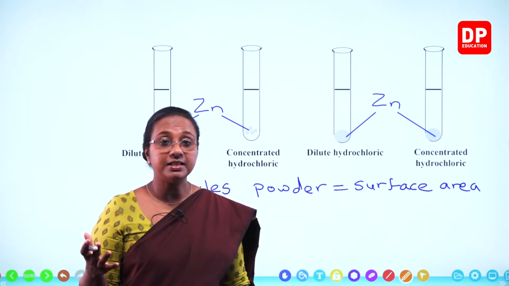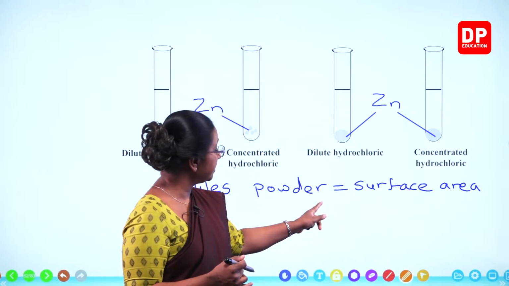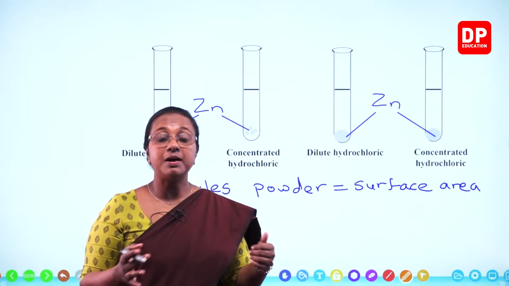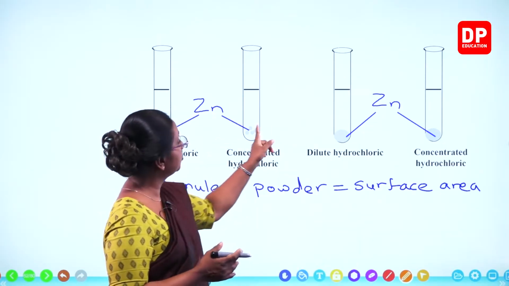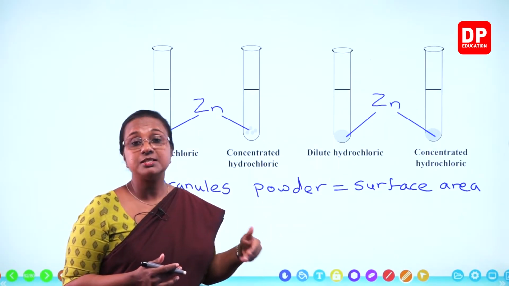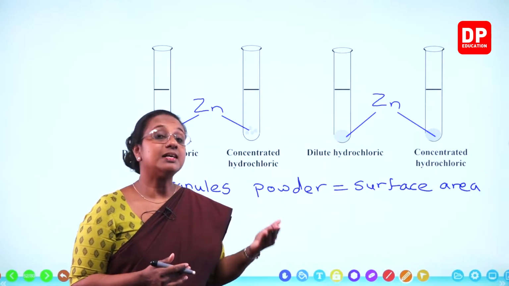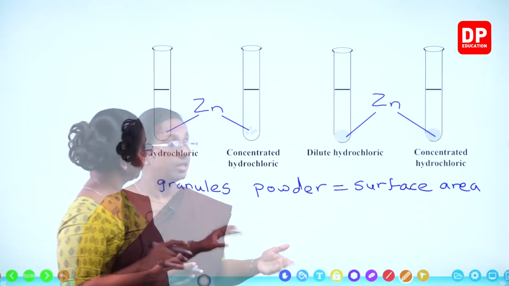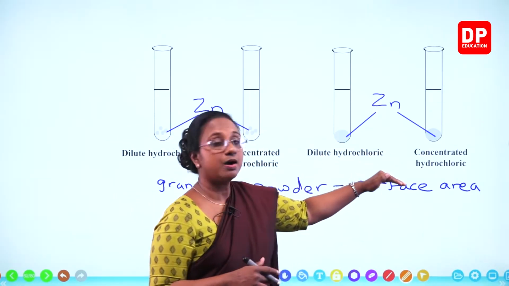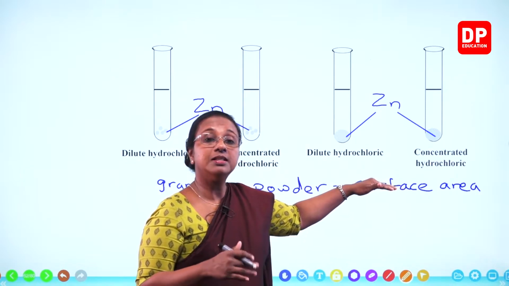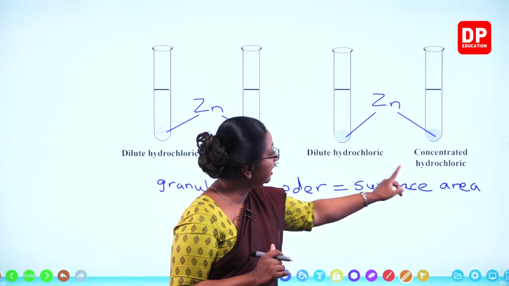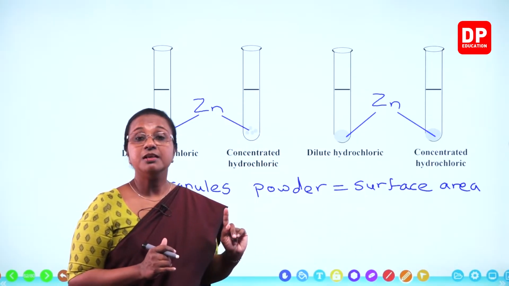Surface area. Now what happens when surface area increases? When you make the zinc granules to powder, surface area increases. Therefore, more reactant particles are exposed to each other. More zinc is exposed to hydrochloric acid. Therefore, the number of collisions in a unit time increases. Thus, the rate of reaction increases. Now, if you take this set and this set, here we have zinc powder. So, because of zinc powder, the rate of reaction will be higher. But at the same time, we need to consider the concentration of the reactants.